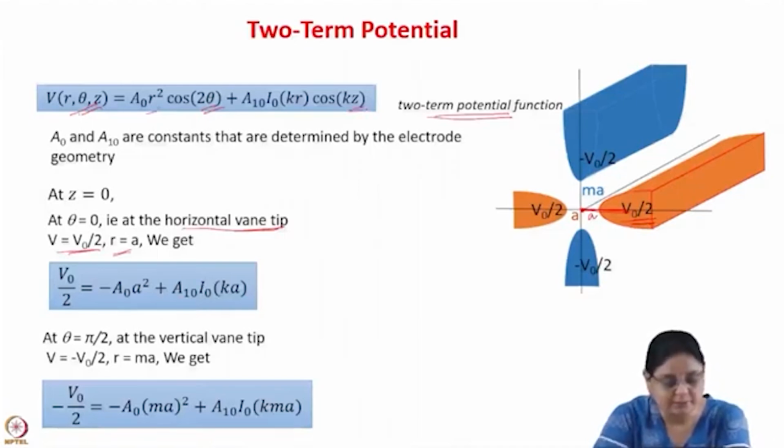Now again at z is equal to 0, theta is equal to pi by 2. So at this location, we get for the vertical vane tip, V is equal to now minus V0 by 2.